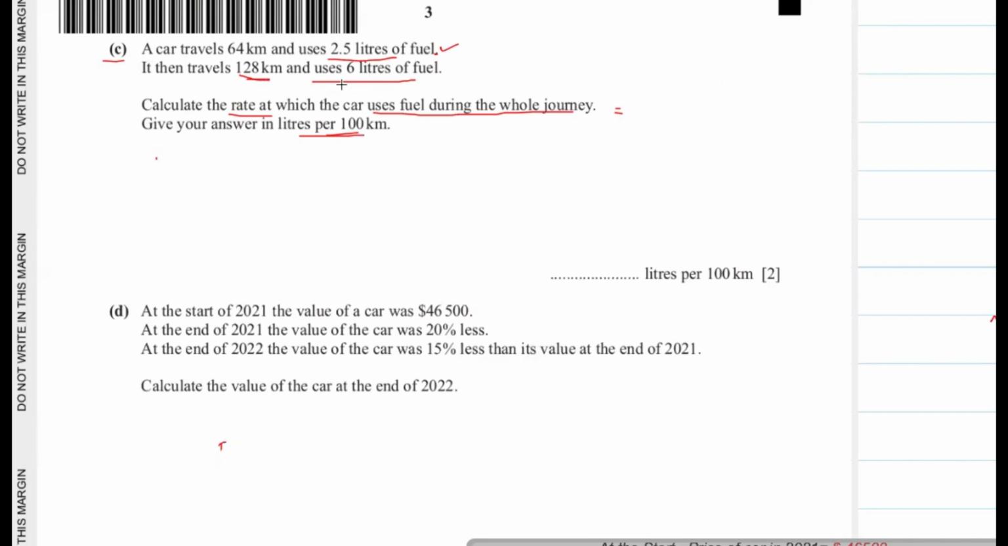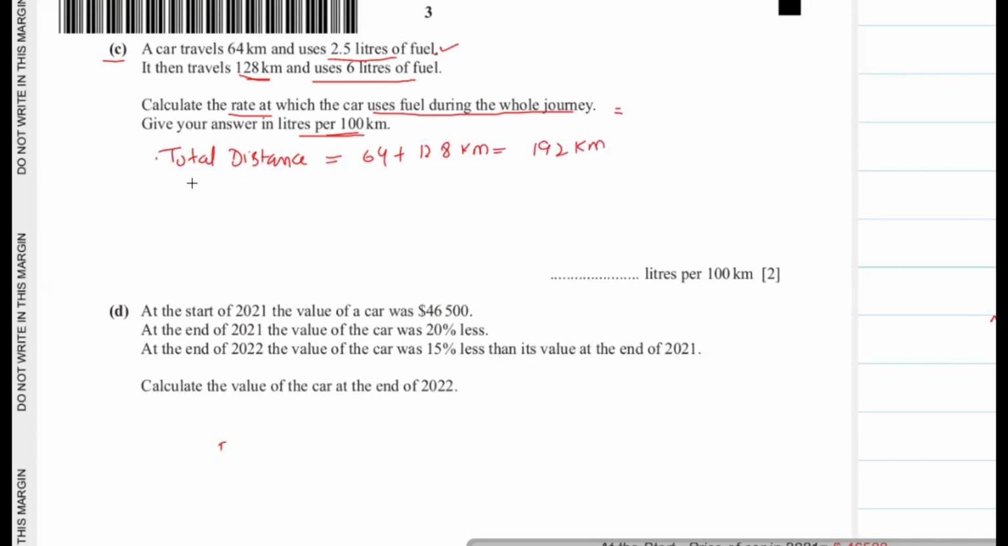Part C, a car travels 64 kilometers and uses 2.5 liters of fuel. It then travels 128 kilometers and uses 6 liters of fuel. Calculate the rate at which the car uses fuel in the whole journey. Firstly, we will calculate the total distance here. The total distance here is equal to 64 plus 128 kilometers, and this will be equal to 192 kilometers.